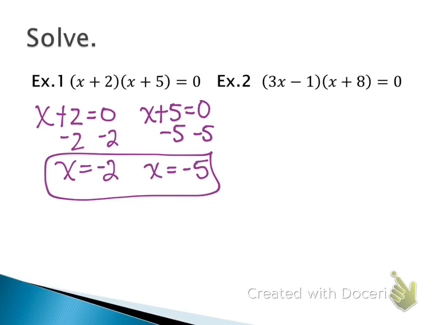When we are solving quadratics by factoring, we will usually have two answers. There are some special situations where you get the same answer 2 times instead of getting 2 different numbers, but usually it'll be 2 different numbers. Moving on to number 2. Again, they already factored it for us, so we need to set up our equations.